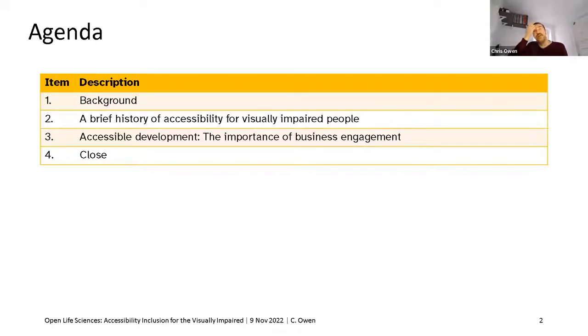So just a quick agenda. I'm going to give a quick background to who I am, where my history is, and how my sight loss has developed. Then I'll jump into a brief whistle-stop history of visual impairments and accessibility, with a couple of case studies. That will bring us to the final piece around accessible development and the importance of business engagement with these developments, before finally closing.